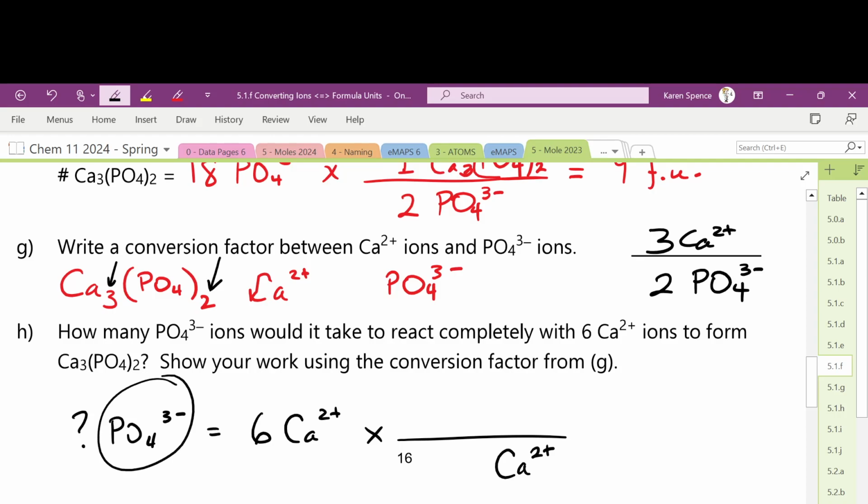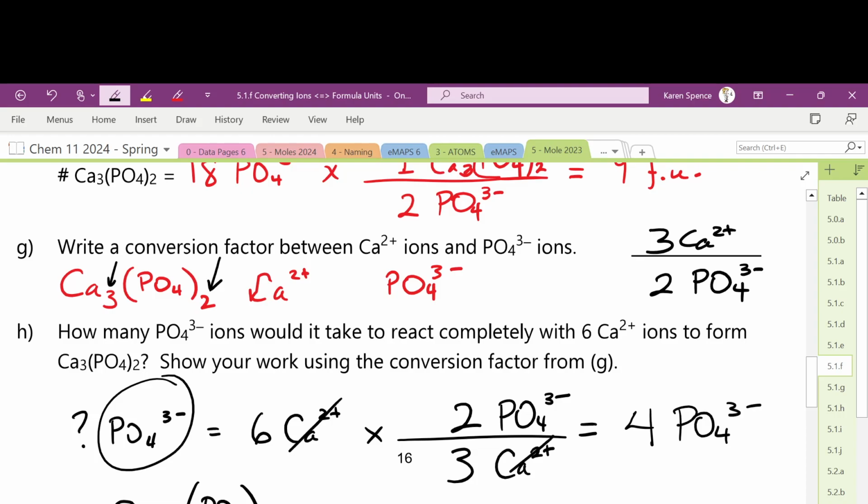PO4. And remember, you take your Ca3, so there's 3 calciums, and then we have PO4 with a 2, so there's 2 phosphates, and so we have 12 divided by 3 is 4? PO4, 3 minus. Okay, so like I said, if writing the ions and the formula units makes it messy and confusing for you, just get rid of those words and just use the formulas, okay?